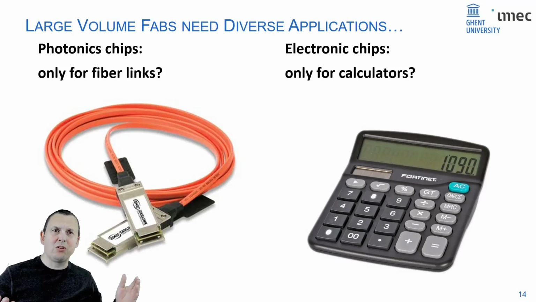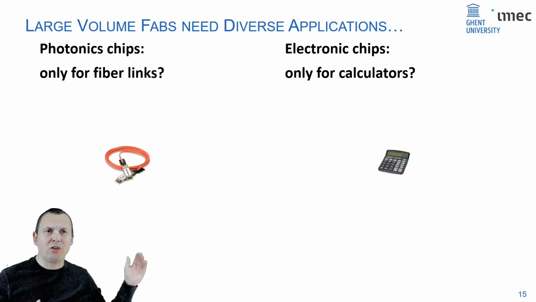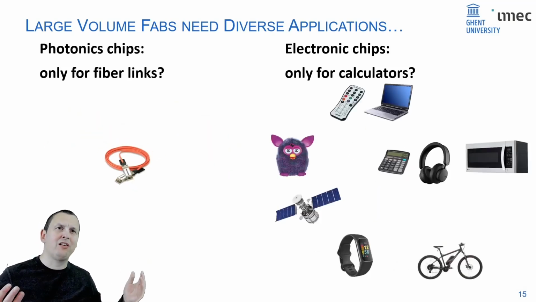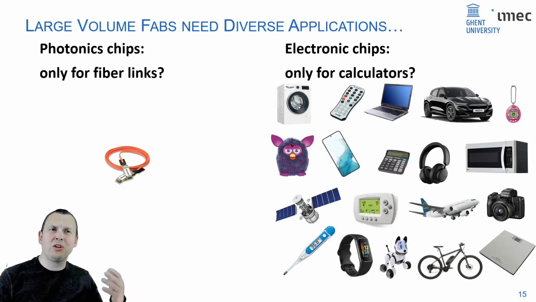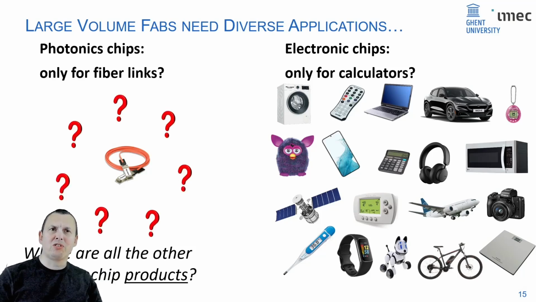Even though photonics is only used in transceivers, electronics is used in a wide variety of applications, from the simplest toy to cars to airplanes to headphones to microwave ovens to cameras. You find electronic chips everywhere, while photonic chips today are only found really in fiber rigs. So where are all the other photonic chip products?